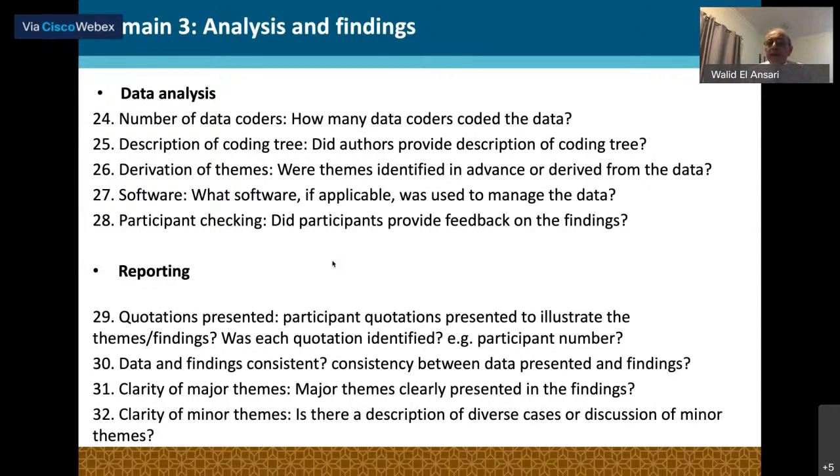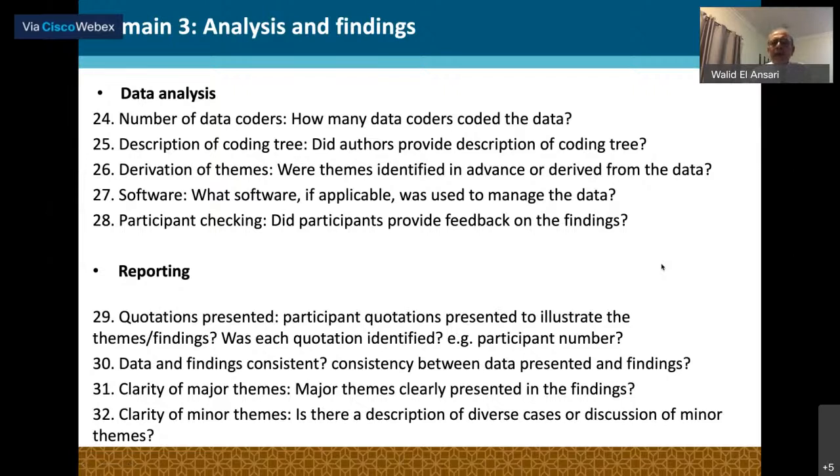Are the data findings consistent? Or is there a consistency between the data that is presented, the quotations, and the actual themes that the investigators claim? Are the major themes actually clear and grounded in the findings that have been presented by the investigators? And clarity also of the minor themes. Is there a description of diverse cases or cases that are not typical, or if you like to use the word outliers, as we would in quantitative research? It's also something I would be looking for. Has this been reported or not?